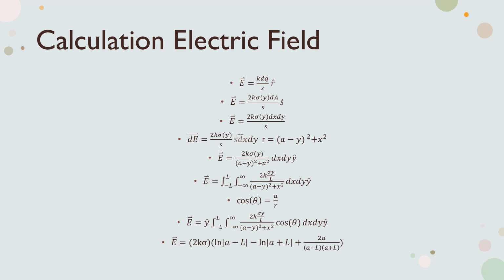And then I knew dA would be dx dy because that is where our strip is located. So then I would get 2k sigma y dx dy over s.